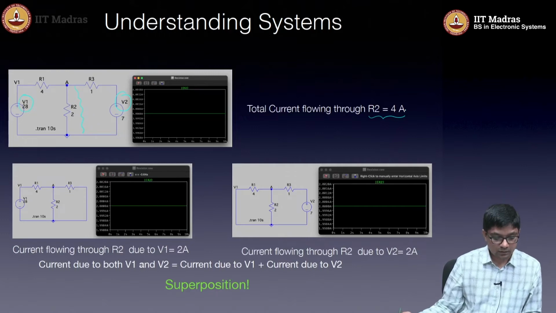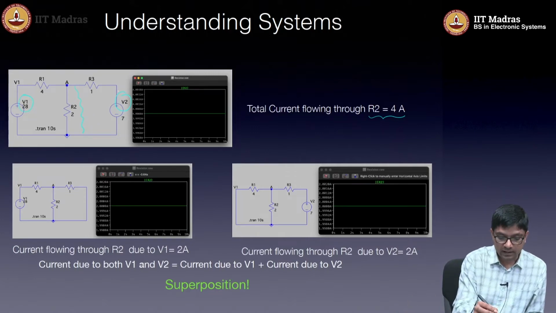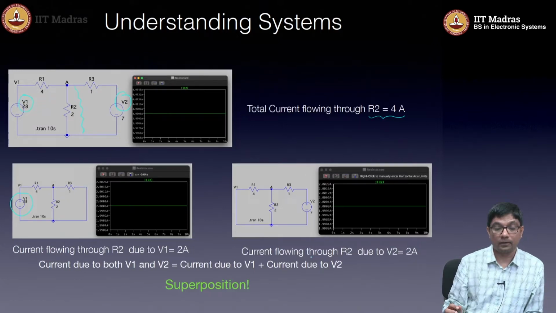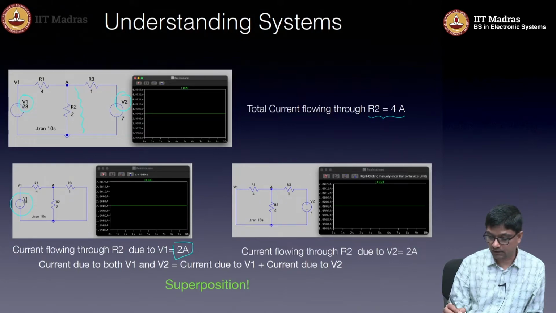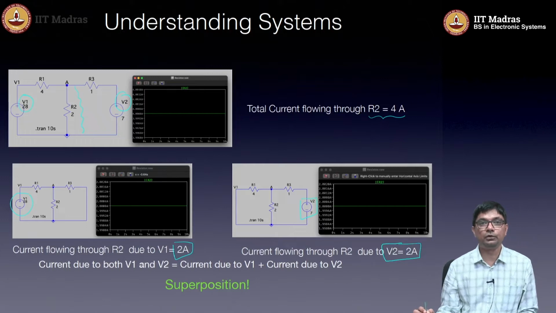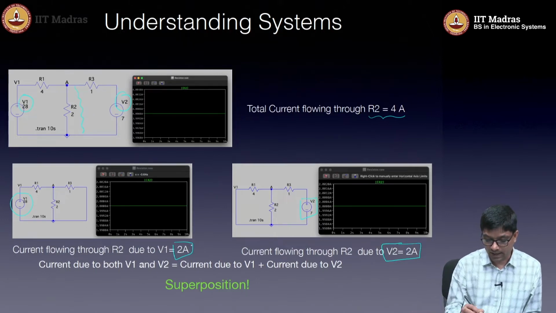Okay, I do something else now. I do not consider the effect of V2, I just short it. I just consider what happens if only there is V1, and I compute the current, which turns out to be 2 amperes. Then I do something similar: I get rid of V1, I short it, I have V2 which is 7 volts, and the current through R2 only because of V2 is now 2 amperes. So I add this and this and I get the total is 4 amperes, which is exactly what I have here.